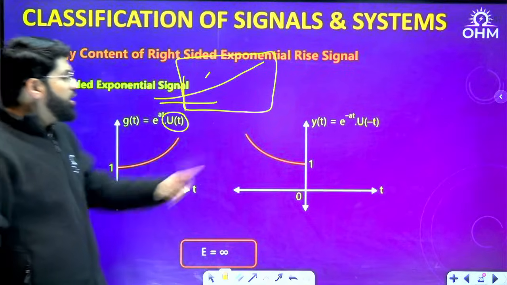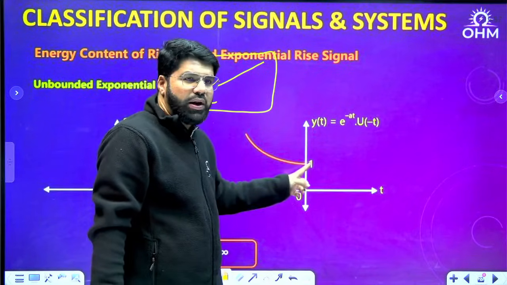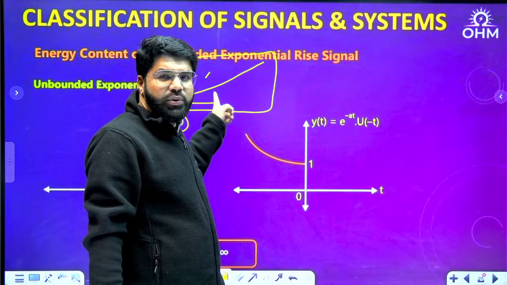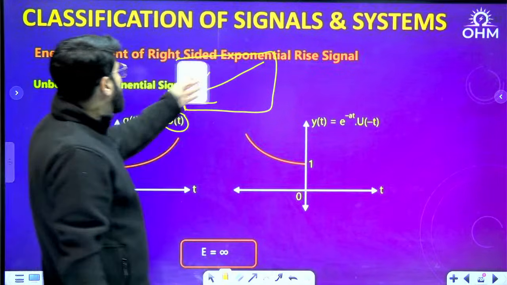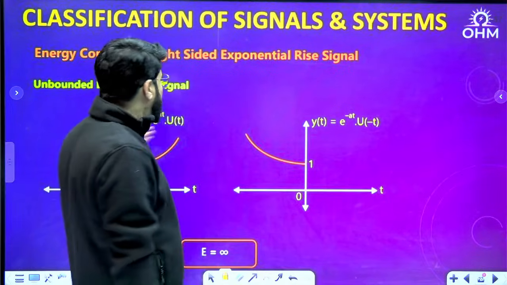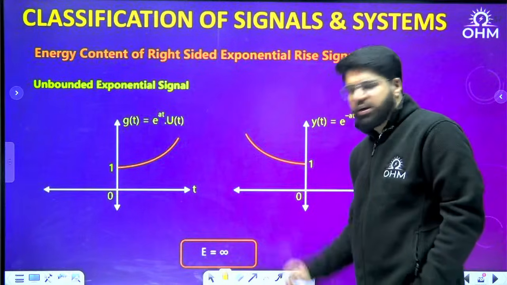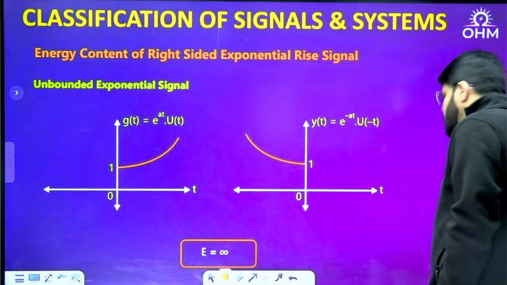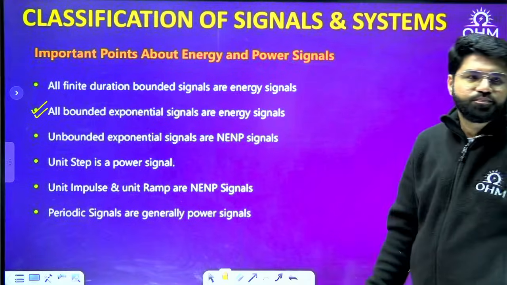Or e power minus at, decreasing from the left side, it decreases from infinity to 1. It starts from an unbounded value. So these are unbounded exponentials. The energy for both of them, or even the two-sided version of it, will be infinity.